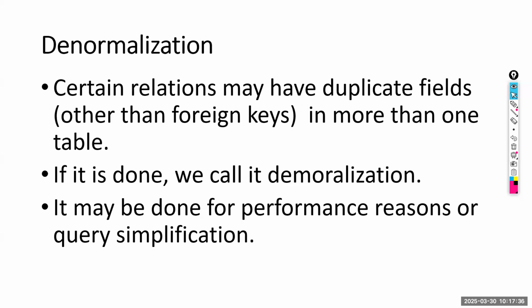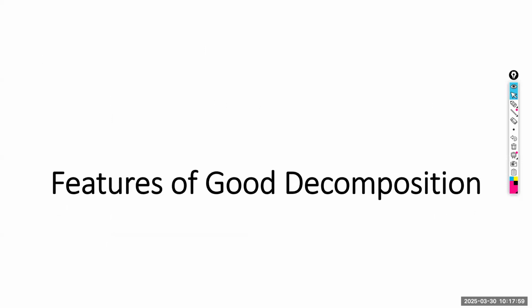That is something we do very rarely, especially when we have thousands and millions of records and otherwise the query performance is super low. So that is called denormalization. But we do it knowing what we are doing and for reasons. Right. So now we move on to our final topic, features of good decomposition.